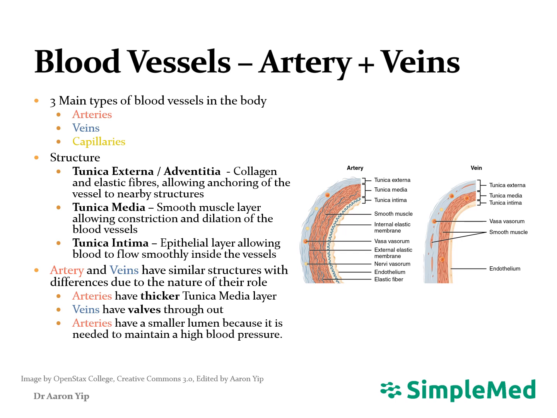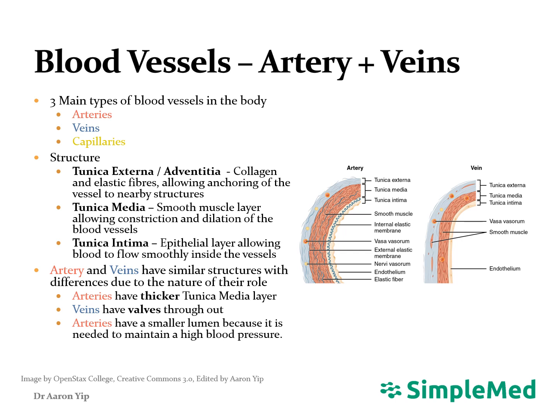Then we have the tunica media, a layer of smooth muscle which allows constriction and dilation of the blood vessels. The tunica intima is an epithelial layer on the inside which allows blood to flow smoothly inside the vessels. The arteries and veins essentially have the same structure with only minor differences due to the nature of their role. Arteries generally have thicker tunica media layers because they work under higher pressures. Veins have valves throughout the structure to prevent backflow of blood because of lower pressure.